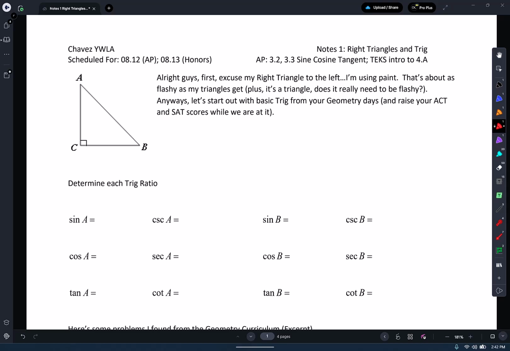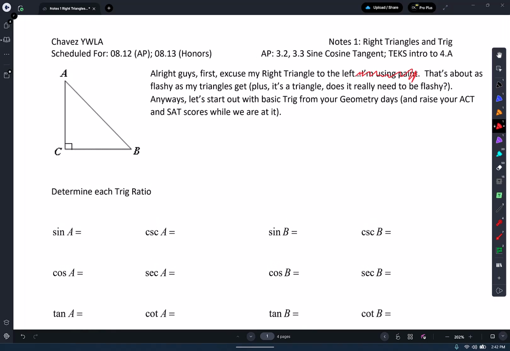All right, guys. First, excuse my right triangle to the left. I'm using Paint. Yeah, I didn't have to say that. I don't know why, when I typed it out, that's what I typed out. I'm using the Microsoft Paint editor, but there was no reason for me to say that, right? Like, all right, that's about as flashy as my triangles. Okay, whatever.